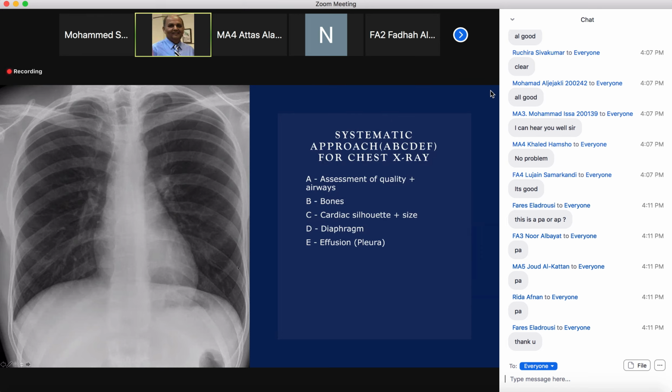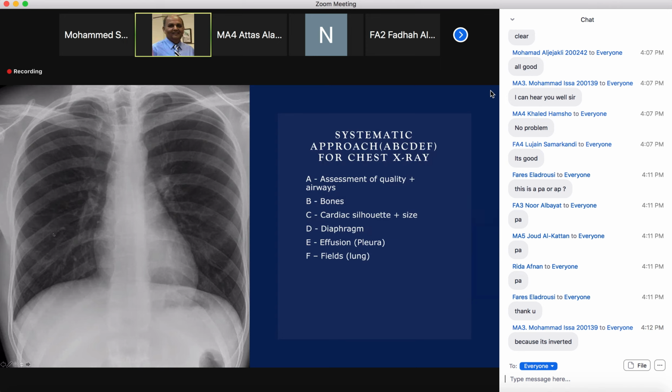So we look for E for effusion. Going further, fields, lung field. You can look into the lung field, the bronchial margins and everything.